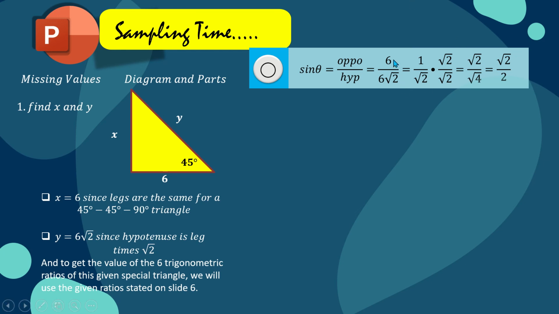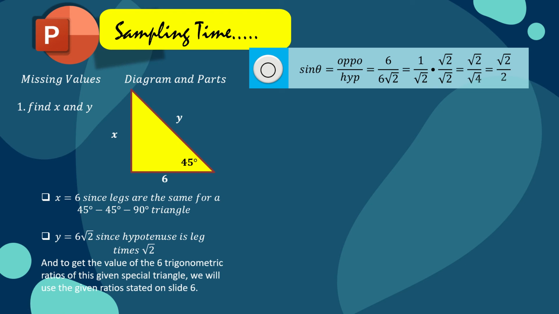Okay. 6 divided by 6 square root of 2. Makakansel man ang 6 og 6, di ba? This is understood cancellation, and that is equivalent to 1. 6 divided by 6 is 1. Ang 1 makita dapat sa numerator. Mao nang 1 over square root of 2. Unya ang 1 divided by square root of 2, dili na pwede.